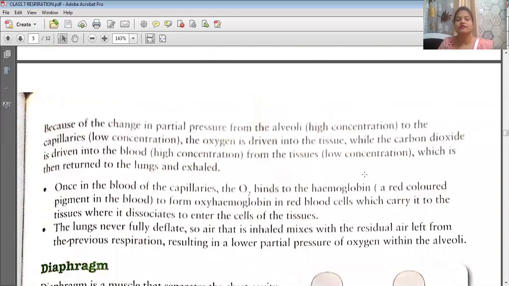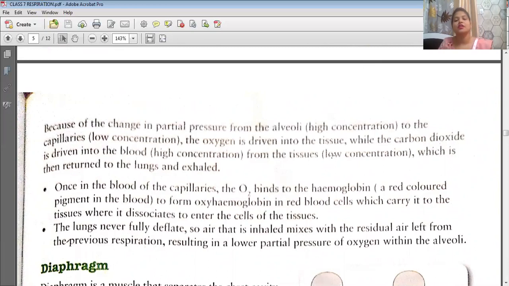Because gaseous exchange is taking place, a partial pressure is being created in the alveoli. Why? Because the alveoli are a region of high concentration, and the capillary is a region of low concentration. So exchange of gases takes place from higher concentration to lower concentration. That is why a pressure is being created.